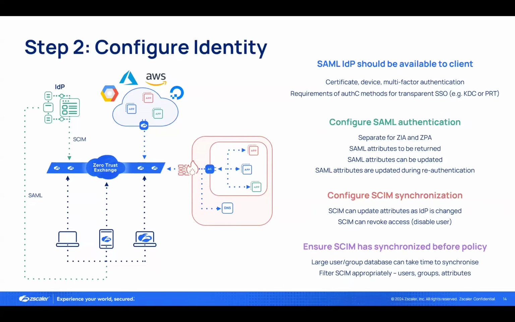Next, you'll want to configure identity. First, a SAML IDP should be available to the client. It's important that the user can access the SAML identity provider. For transparent SSO to happen, there is a requirement to have access to either the Kerberos distribution center or to be able to present PRTs, primary refresh tokens.